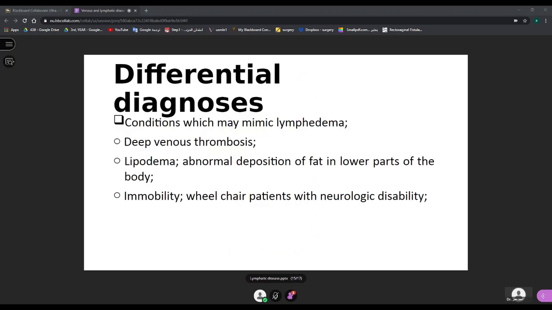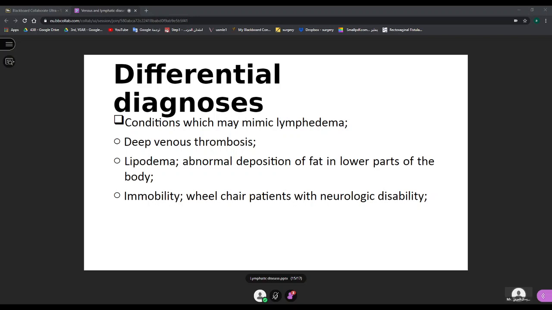Regarding the differential diagnosis, some conditions might mimic lymphedema, and the classical one is deep venous thrombosis. The patient in this case will again present with leg swelling. I need just one of you to tell me how you could differentiate between lymphedema and edema due to deep venous thrombosis. Any points you might mention here, please? First of all, if you want to be systematic, starting from history, going to physical examination, what would you say?